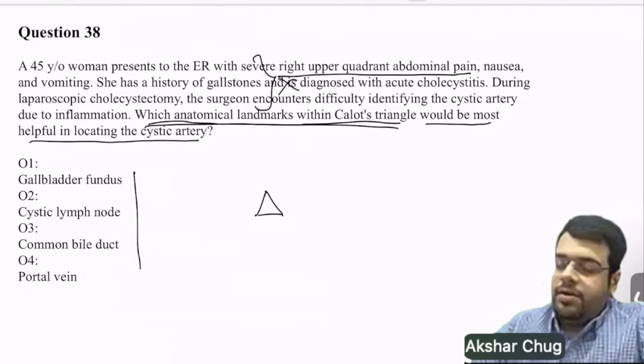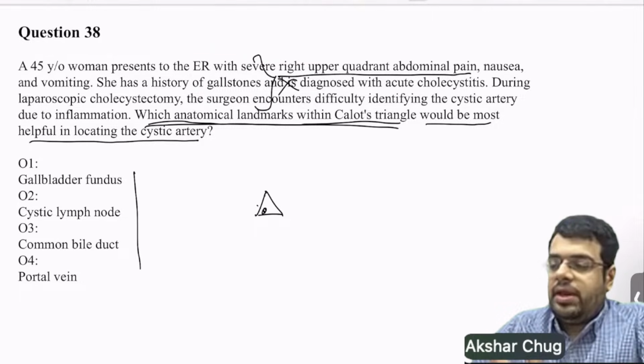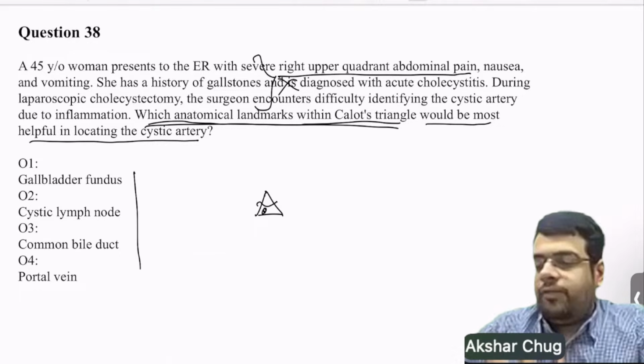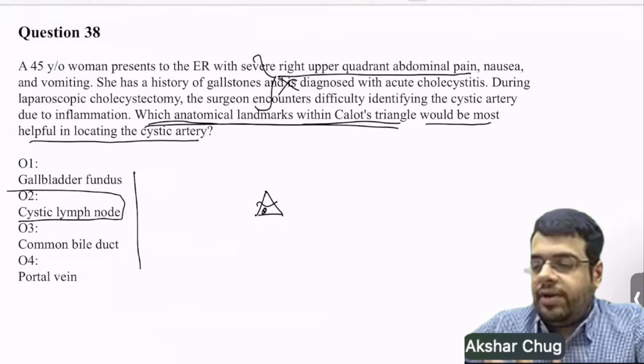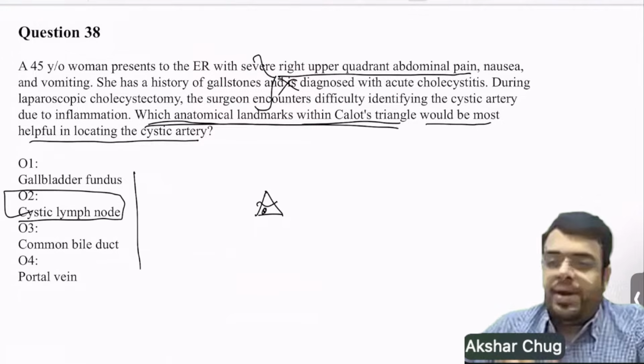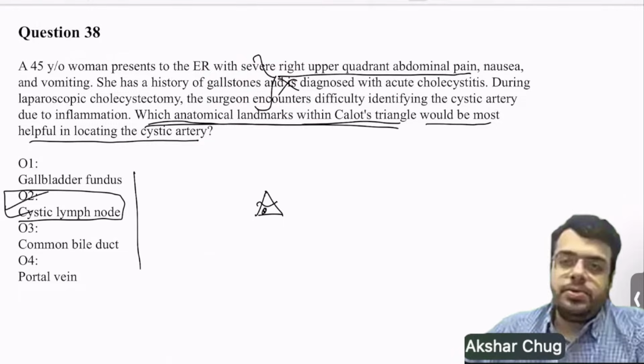In the Calot's triangle, we have two contents. One is the lymph nodes and the other is the cystic artery. So we are asked what would be the most helpful in locating the cystic artery. So the cystic lymph nodes, which are located in the Calot's triangle, would be the most helpful to identify the artery. So it would be option 2.